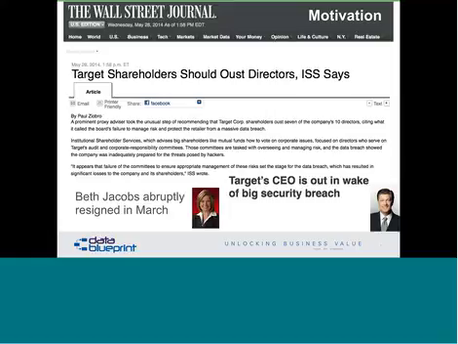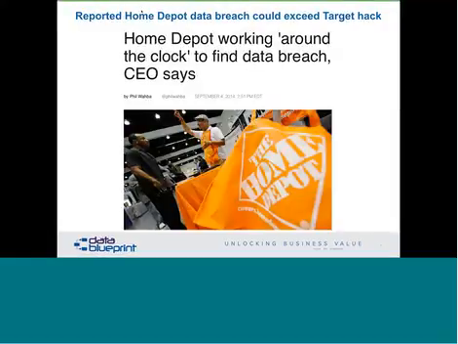So Target had their issues. We're not going to talk a whole lot about them, but it is important to learn how to work with these. And Home Depot, even though it happened just a couple of months after the Target breach, their CEO had not been prepared to talk about this.